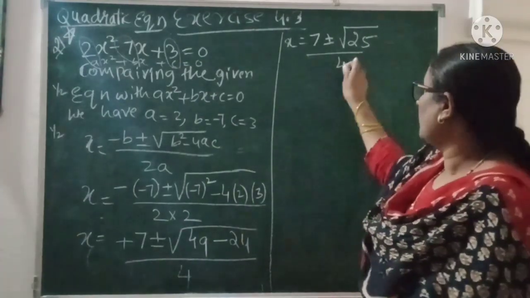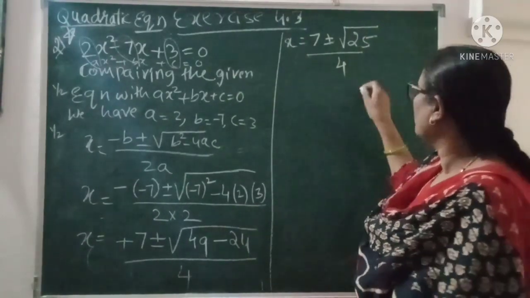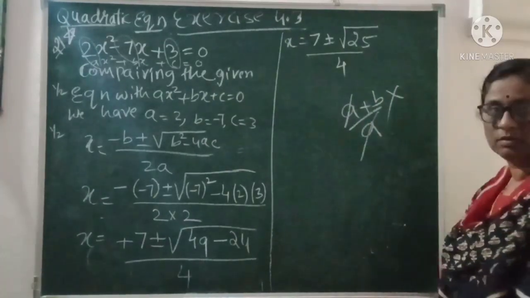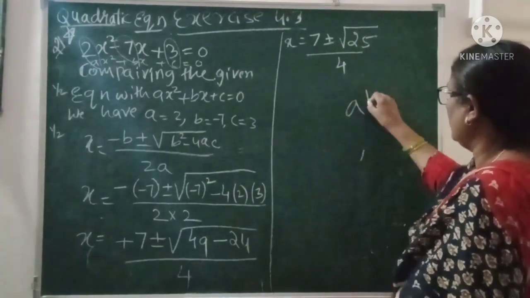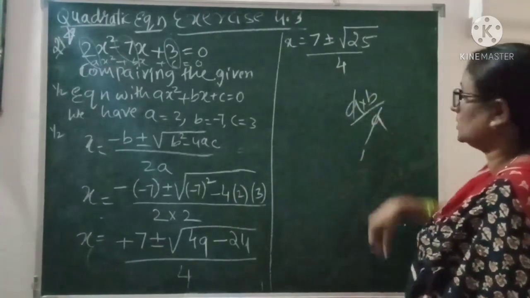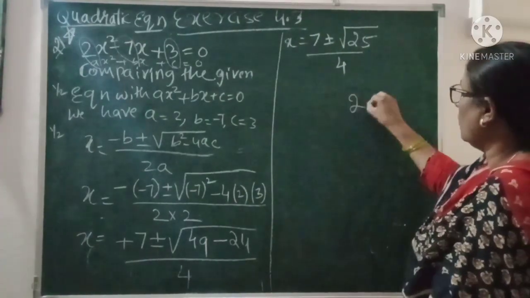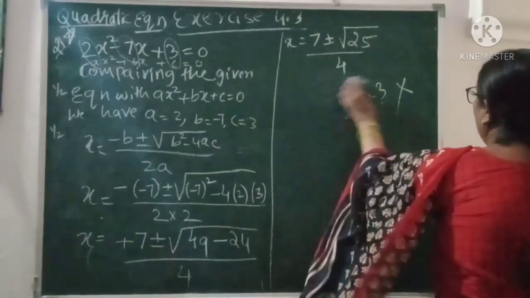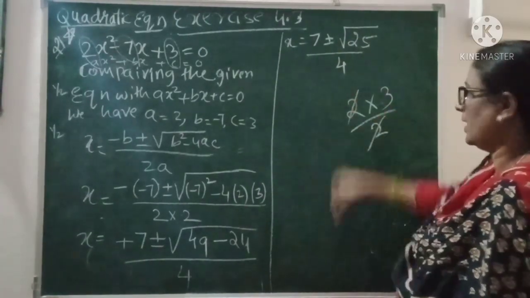Now look at this. Don't cancel if there is 6 or 8 someplace. Cancellation this way is wrong. A plus B upon K is wrong. Sometimes teachers do it like this and say it is right, but it is true only with multiplication. If the numbers are multiplied, you can cancel. If I show you 2 plus 3 divided by 2, this is wrong. If you have 2 into 3 upon 2, you can cancel.